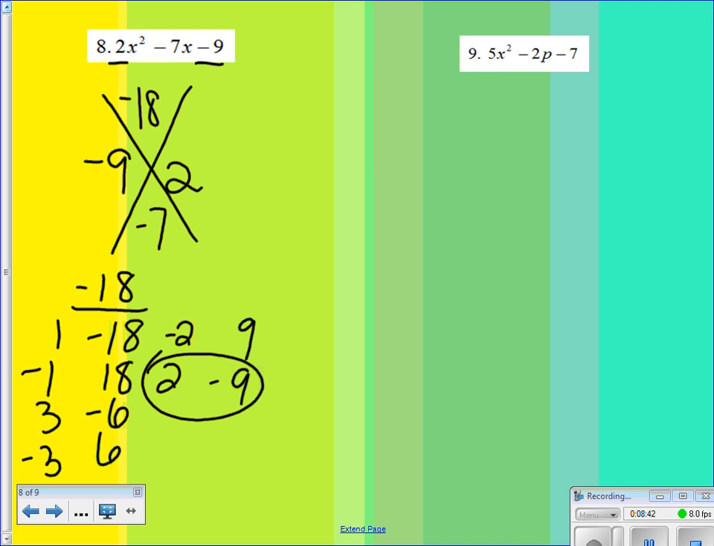You can always check your answer. Does this multiply to this? And does this add to this? Then you know you're right. What I want you to do right now is go ahead and set up number 9, and then fill out your X.